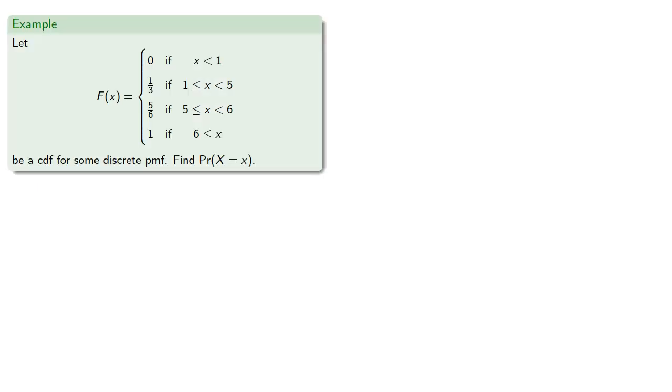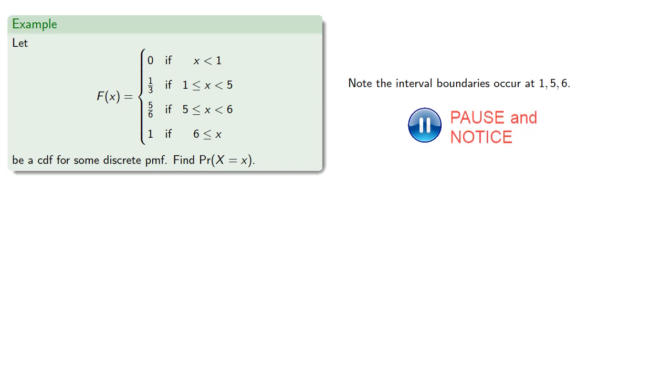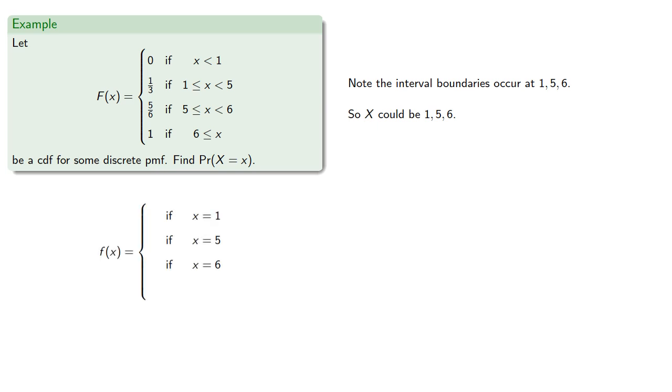So, for example, let's suppose we have a CDF. Let's recover our probabilities. So note that the interval boundaries occur at 1, 5, and 6. So x, the outcome, could be 1, 5, or 6. But since we're working with a discrete probability mass function, it couldn't be anything else. So the probability that x is equal to x is going to be 0 if x isn't one of these values.